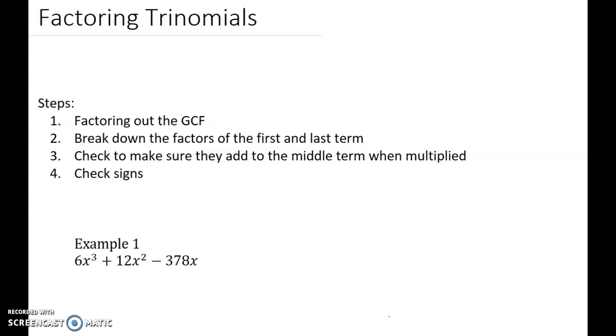All right, so today I'm going to be going over factoring trinomials. I have a few steps here that I kind of follow while I go through factoring. So step one is factor out the greatest common factor. So if there's anything in common, you're going to want to take that out right away.